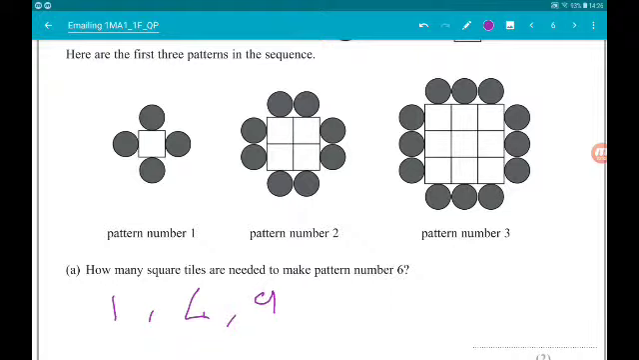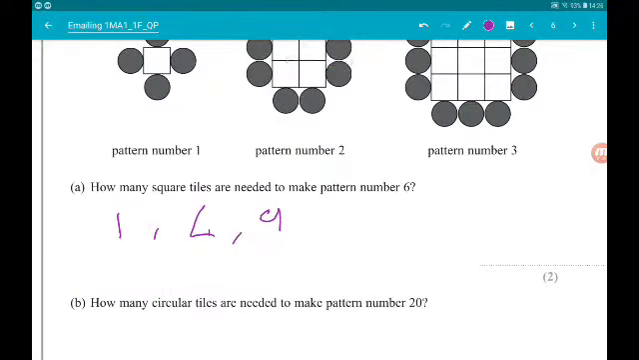Now, hopefully these numbers look familiar. They are square numbers. So 1 squared is 1, 2 squared, 2 times 2, which is 4. 3 squared is 3 times 3, which is 9. So to get the number of square tiles we need, it's the pattern number squared. So for the 6th, 6 squared is 6 times 6, 36.